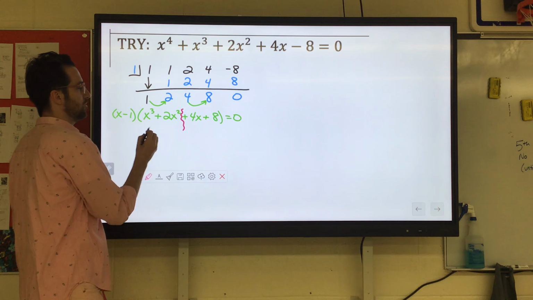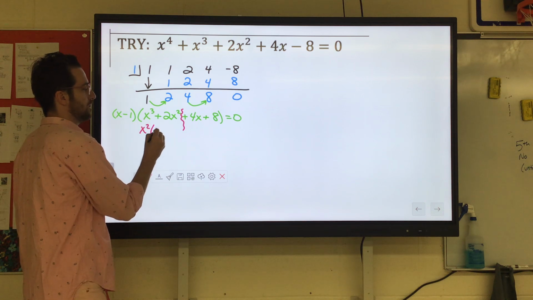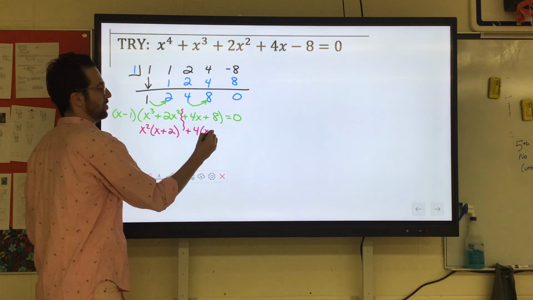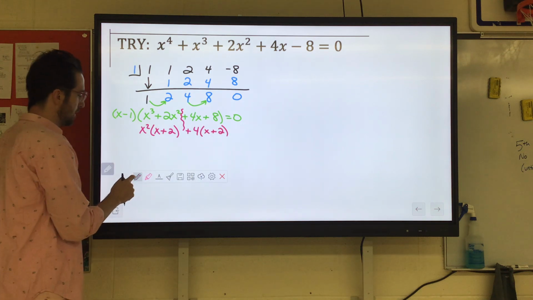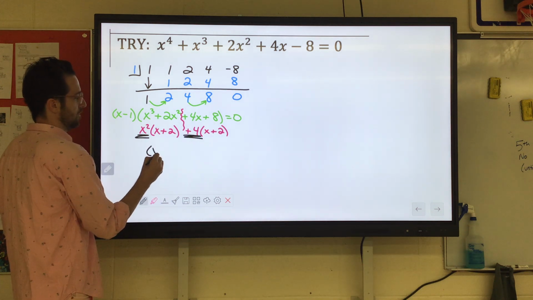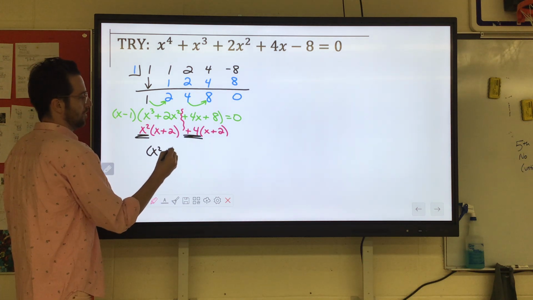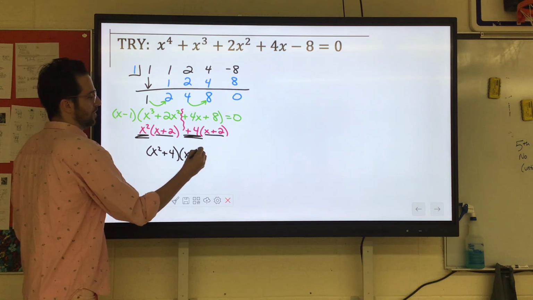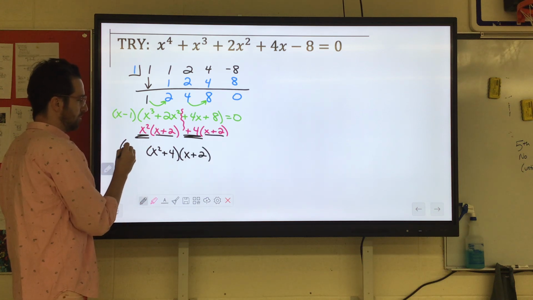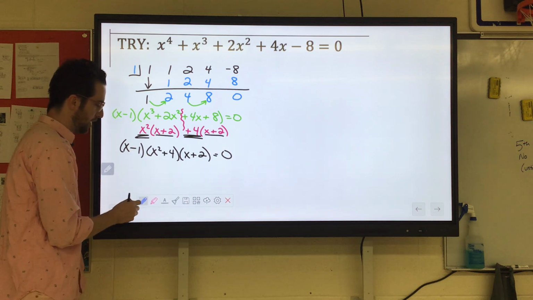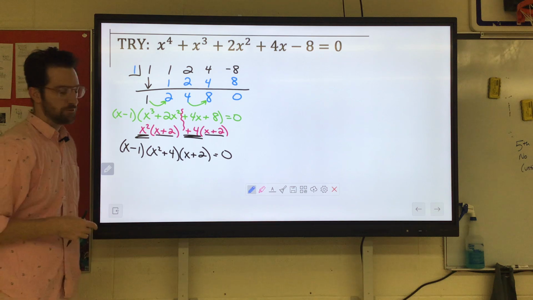So if I group those, these have x squared in common, x plus 2. These have a 4 in common, x plus 2. So writing that then in factored form, we'd have x squared plus 4. We'd have the x plus 2. We also have to bring down this x minus 1 from earlier. That's as much as we can factor because that's not a difference of squares.